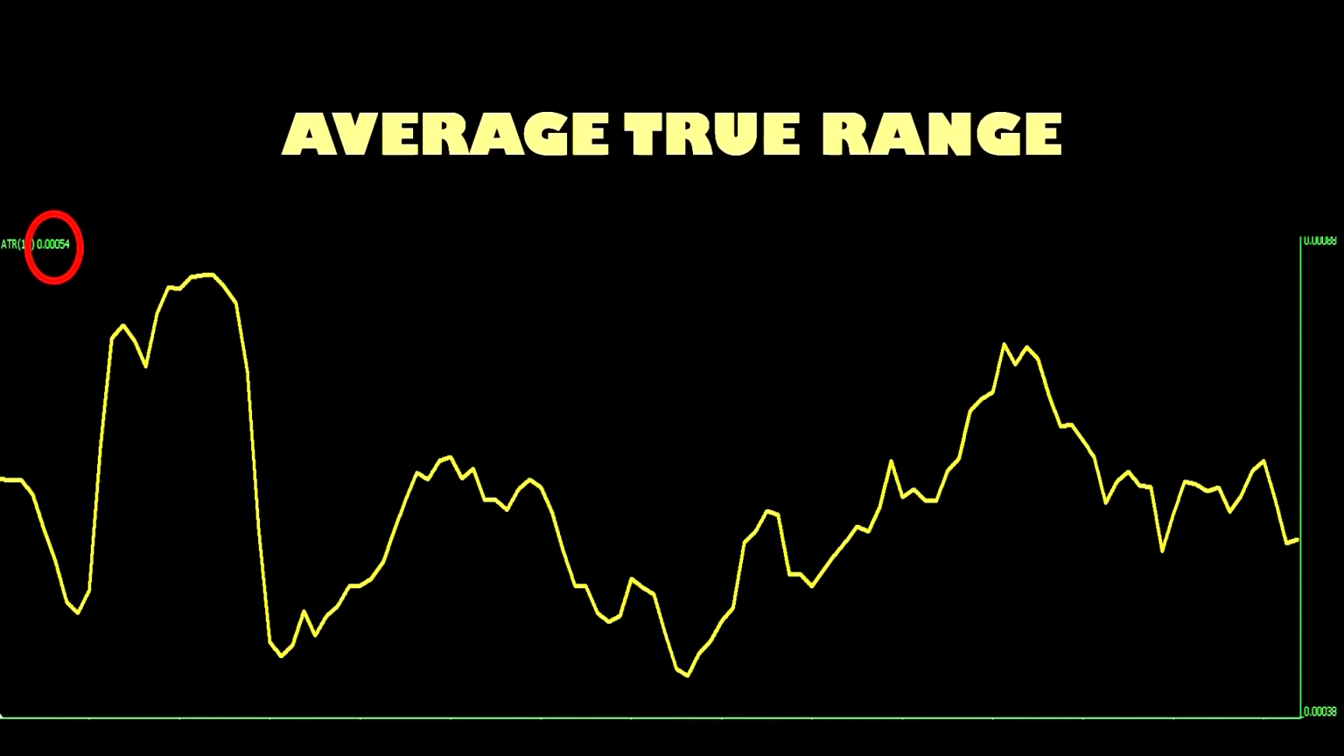It's one of those single line oscillators and it's measuring volatility in the market. That figure in the top left, that's the ATR value, and it is the average price movement high to low across the last 14 candles. We can then use that value to determine our stop loss and take profit levels.